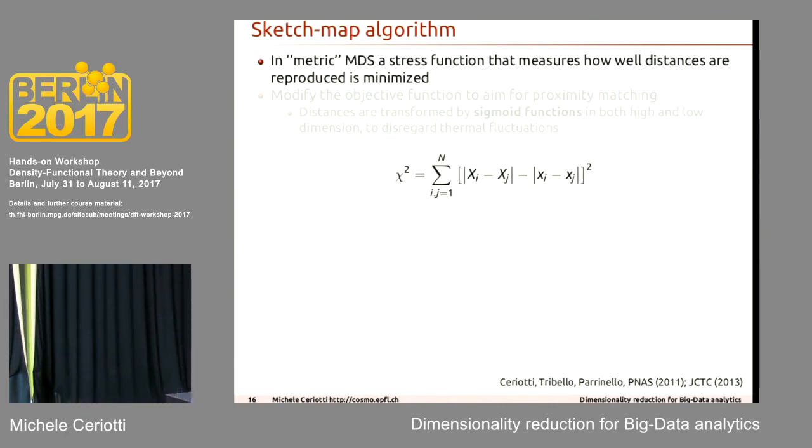So the technique that we chose to use to solve this problem, which we call sketch map, basically starts from something which is called multidimensional scaling, which tries literally to do what I just described. So you define an objective function that tells you how much the distances mismatch between the high and the low dimensional space, and you jiggle around these points until you achieve the best possible match.